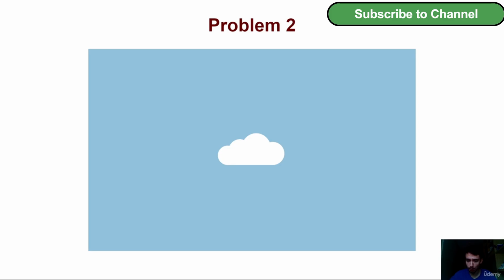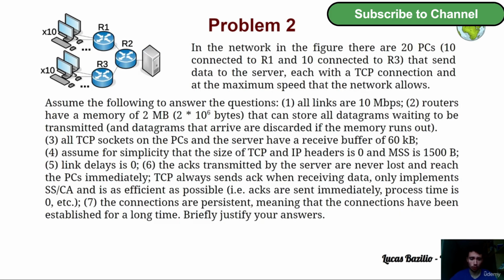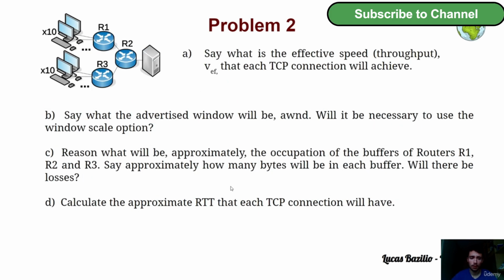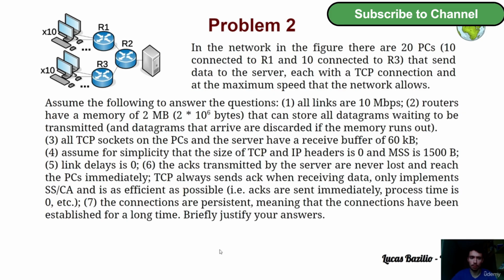Hey everyone, in this lecture we are going to solve question C of this problem 2 on transport protocols. So question C of this problem states: reason what will be approximately the occupation of the buffers of the routers R1, R2, and R3. Also state approximately how many bytes will be in each buffer. Also, will there be losses? This is a question that comes with many considerations that we need to take in here.